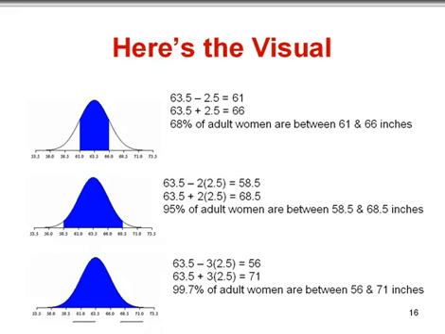Similarly, we know that 95% are within 2 standard deviations of the mean, so 95% of adult women are between 58.5 and 68.5 inches. And finally, 99.7% are within 3 standard deviations of the mean, so 99.7% of all women are between 56 inches and 71 inches tall. So let's look at a few questions.